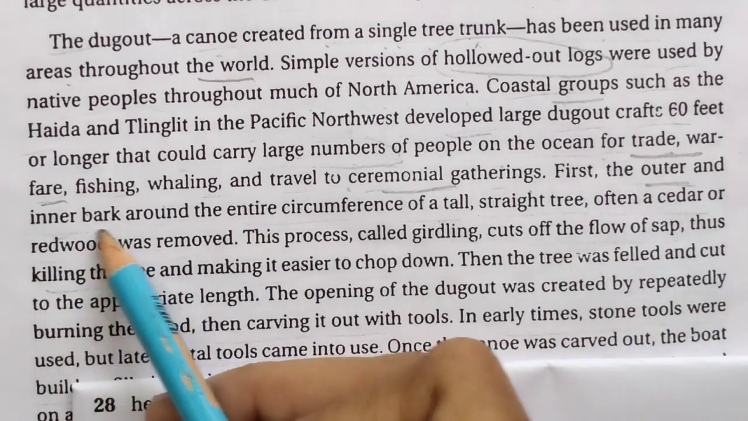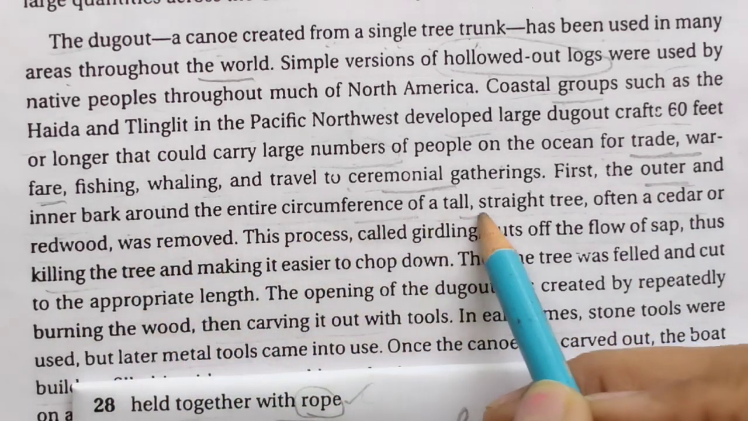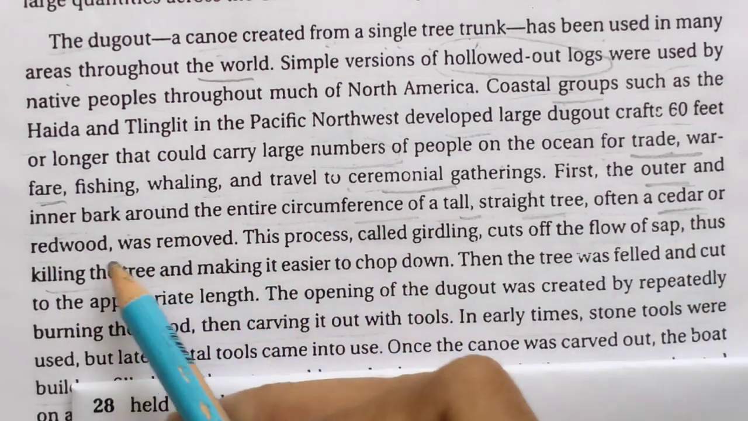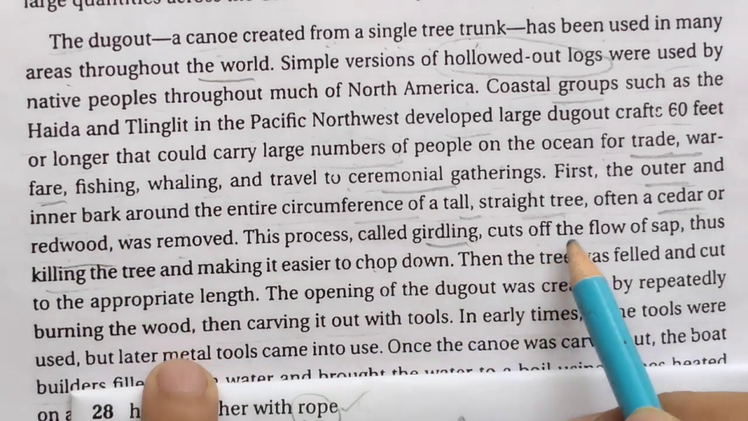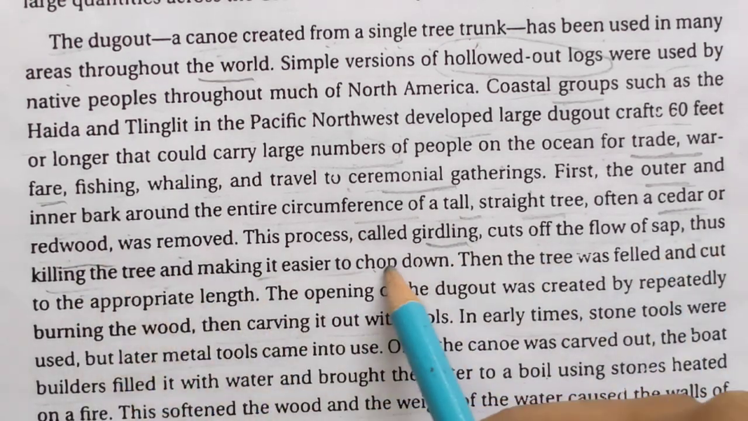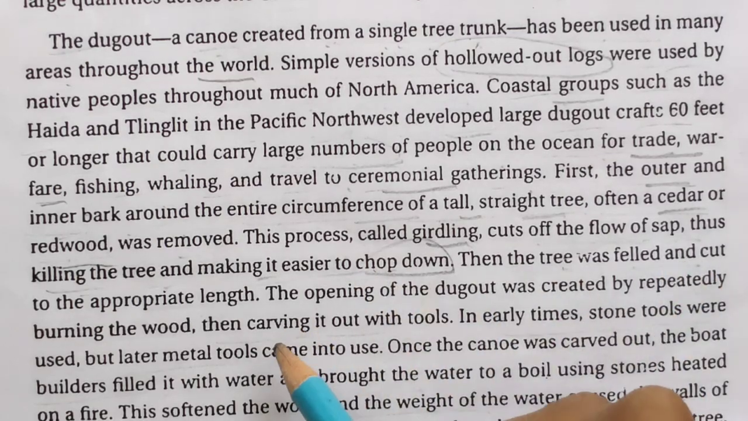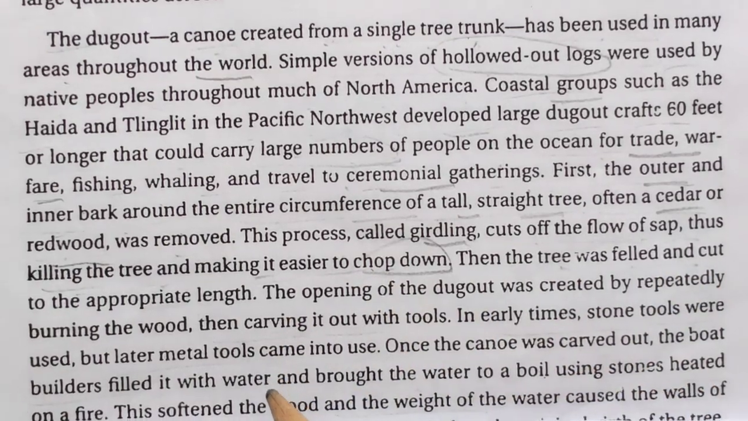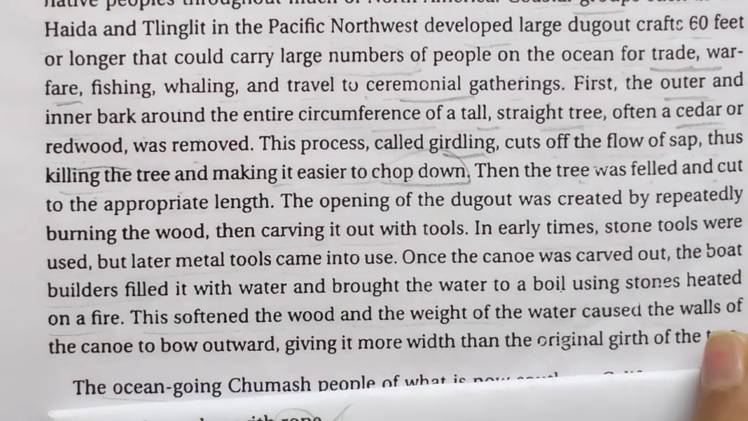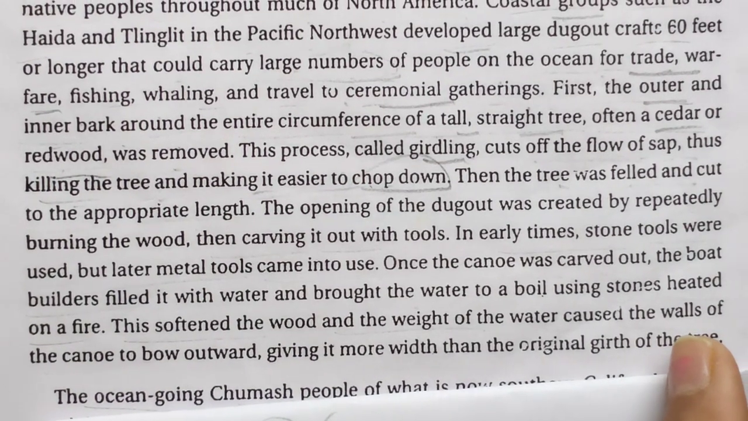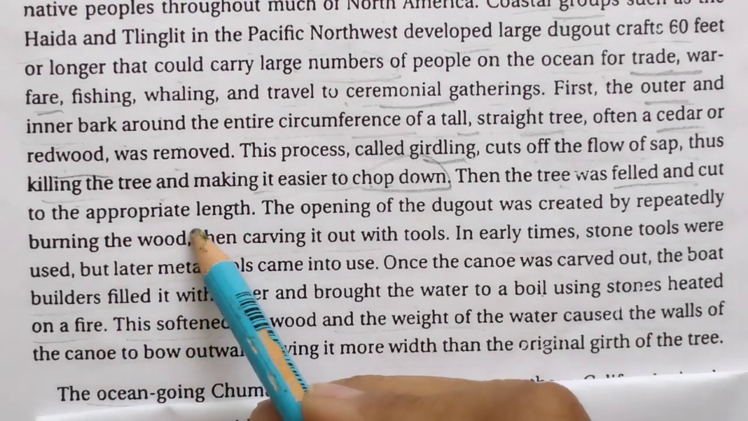First, the outer and inner bark around the entire circumference of a tall straight tree, often cedar or redwood, was removed. This process called girdling cuts off the flow of sap, thus killing the tree, making it easy to chop down. The tree was felled. Same way you have to read it, but read very fast. Okay, I have to make a video, that's why I am reading a little bit slow. So felled and cut to the appropriate length.